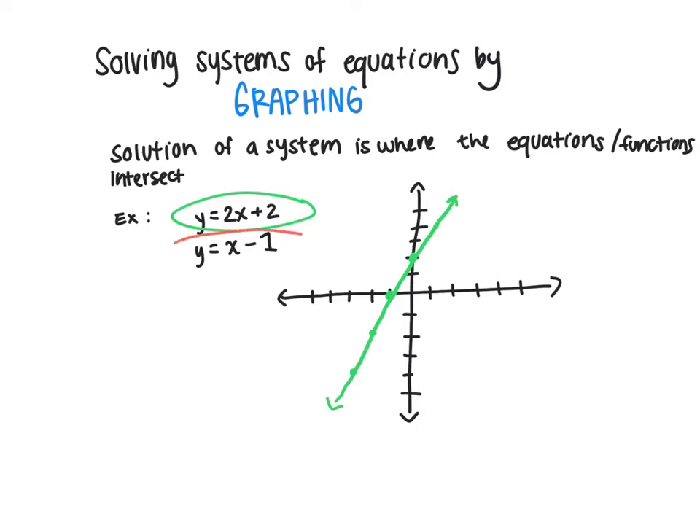On the other hand, our second equation is y equals 1x minus 1. So our y-intercept is there. So we could do 1 over 1, down 1 over 1. And we can see in this rough sketch, oh gosh, really rough sketch, that they intersect at -3, -4.